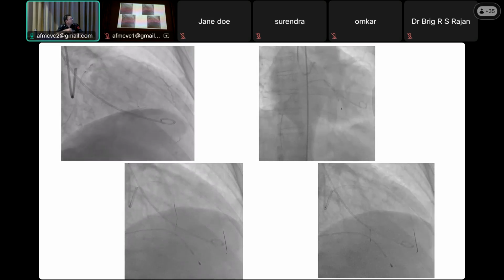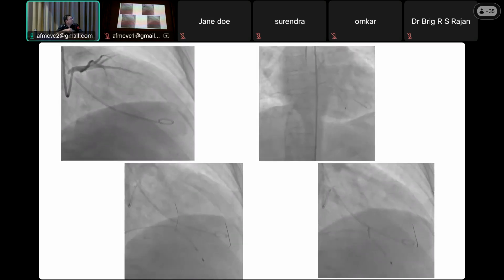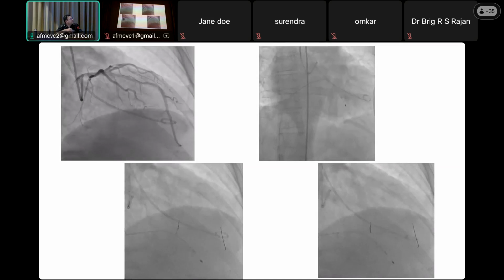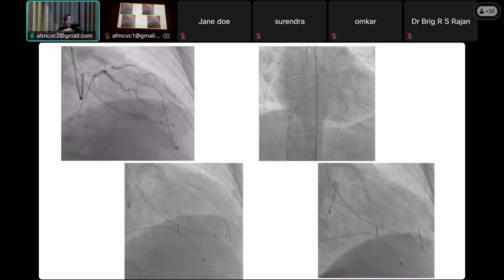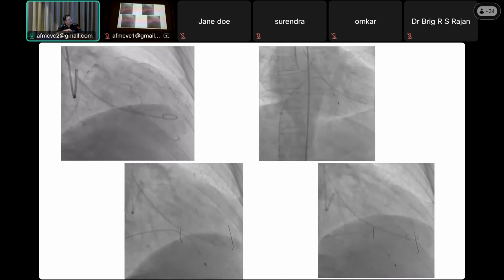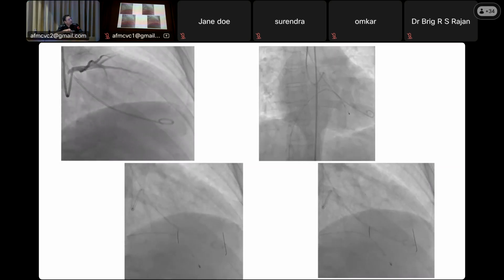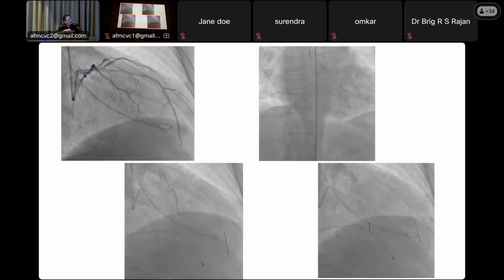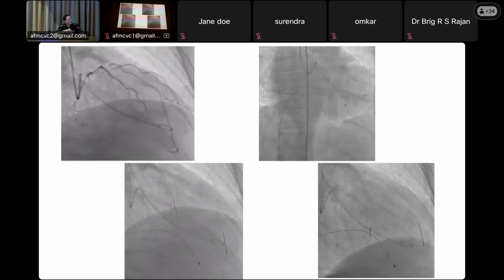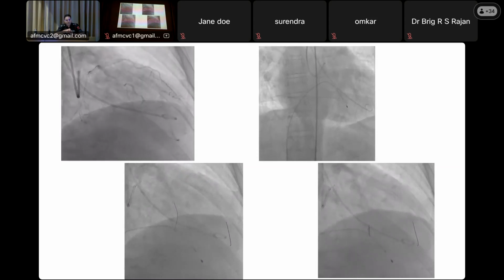Here we can see we have taken out the wire of the septal, and we can see there is no contrast now going into the septal branch. Here we can see clearly, it just goes till where we have kept the balloon. So no flow beyond this point.